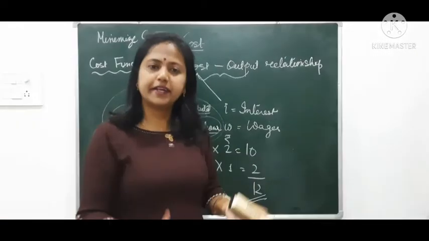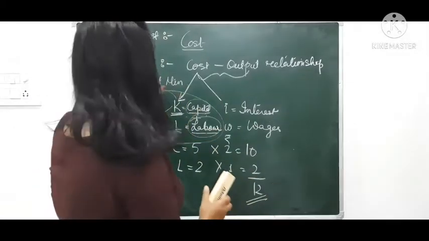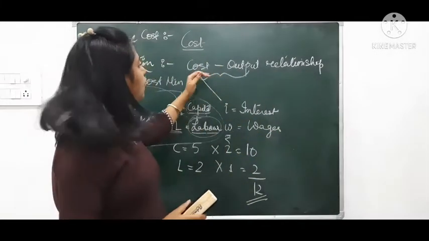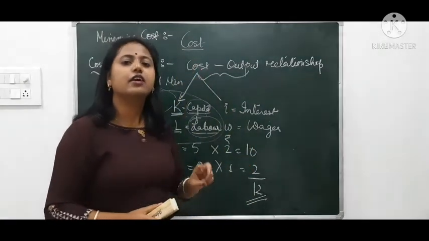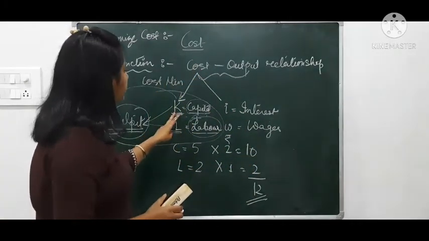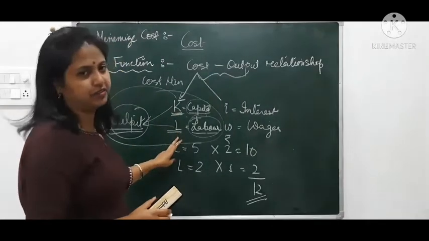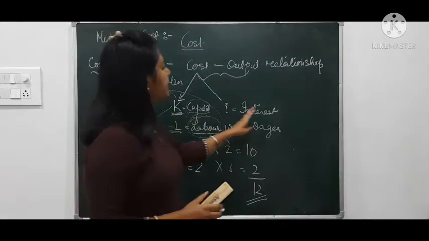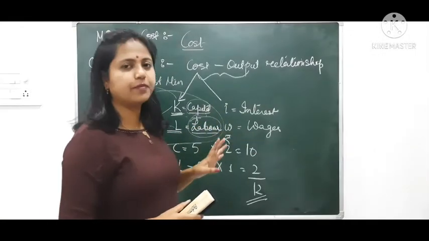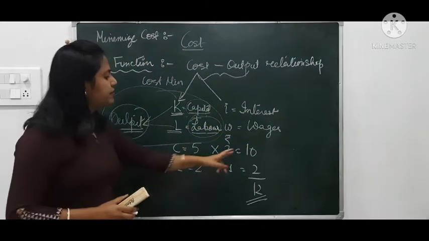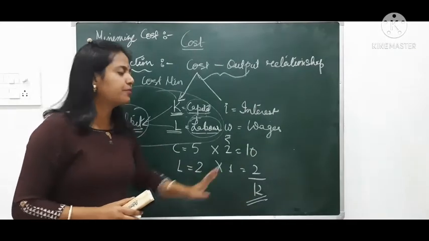Okay, I repeat again, I have told you what a cost function is. It is nothing but the cost and output relationship. And I have told you there are two elements of cost, capital and labor. These are the two factors, and their prices are interest and wages. For capital we pay interest, and for labor we pay wages. Now I have given an example and shown you that 12 is my cost.